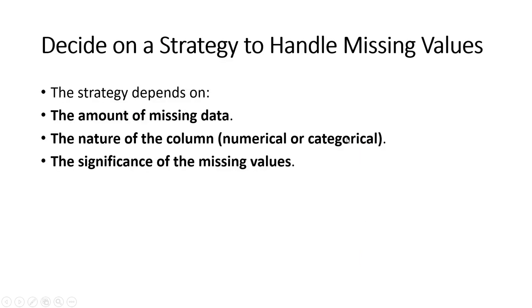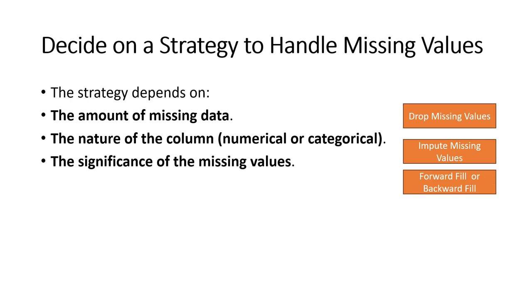So how can we decide the strategy to handle the missing values? We basically drop the missing values, or we impute the missing values, or we can go for advanced handling techniques, that is forward fill, backward fill, or predictive imputation. This all depends upon the amount of missing data, the nature of the column, for example whether it is numerical or categorical, and how significant these missing values are if we drop them. We will see it later in a practical example.